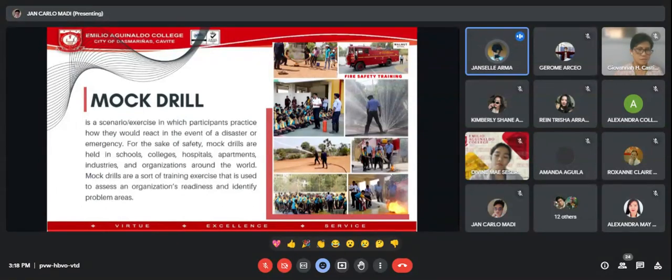So mock drills are sort of training exercises that is used to assess an organization's readiness and identify problem areas. So in times when things are uncertain and unexpected problems can come up, it's really important po na we have to react quickly during emergencies, whether it be in a natural disaster or man-made disaster. So yung keywords po ng ating mock drill dito is preparedness and yung ating action po natin during that time. So next slide po.